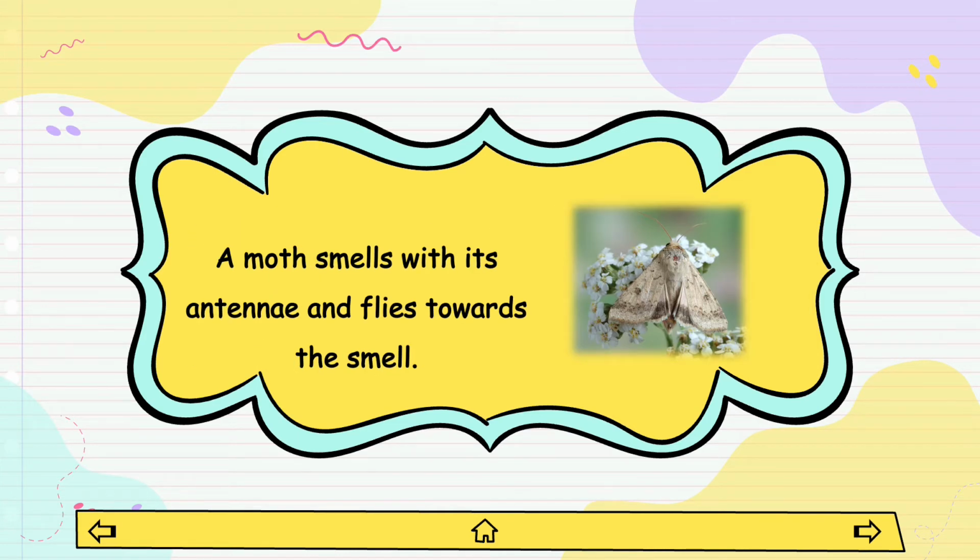A moth smells with its antenna. Two antennae stick out. It smells with them, and then it flies towards the smell, especially to find a companion. The male moth will smell and fly towards the female moth.